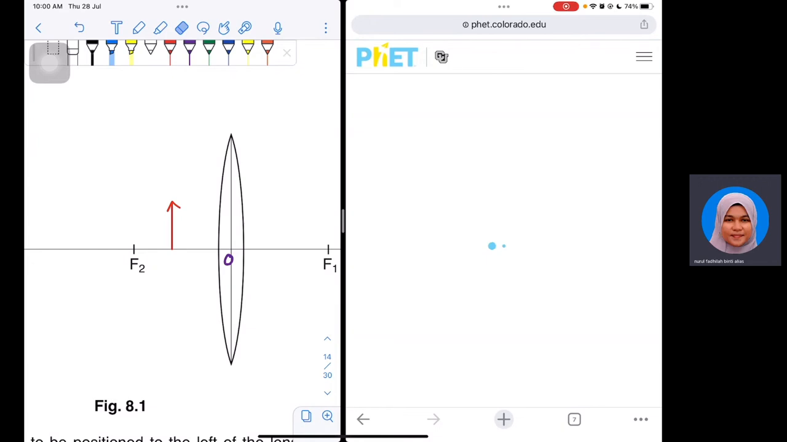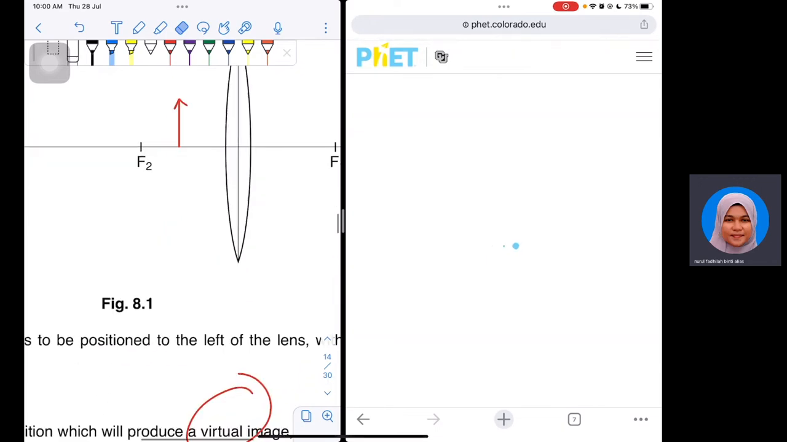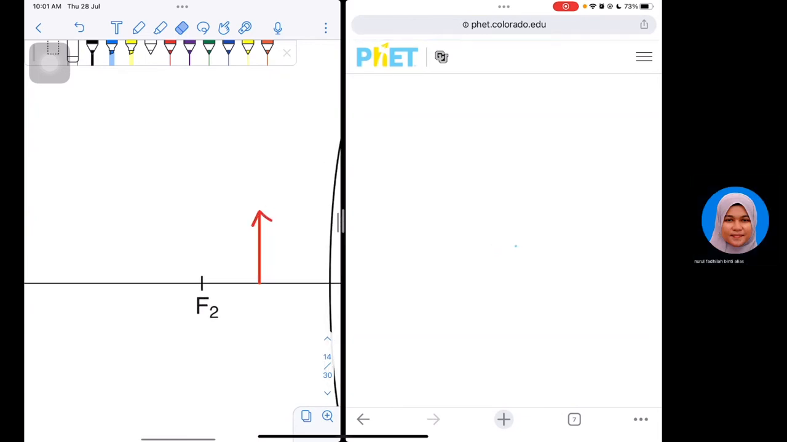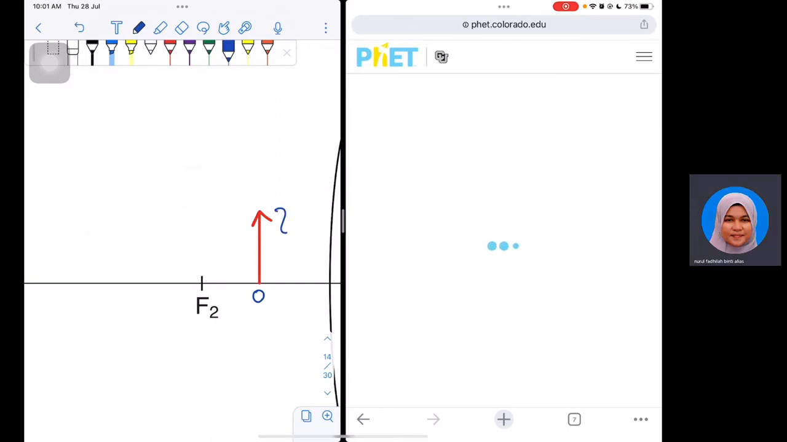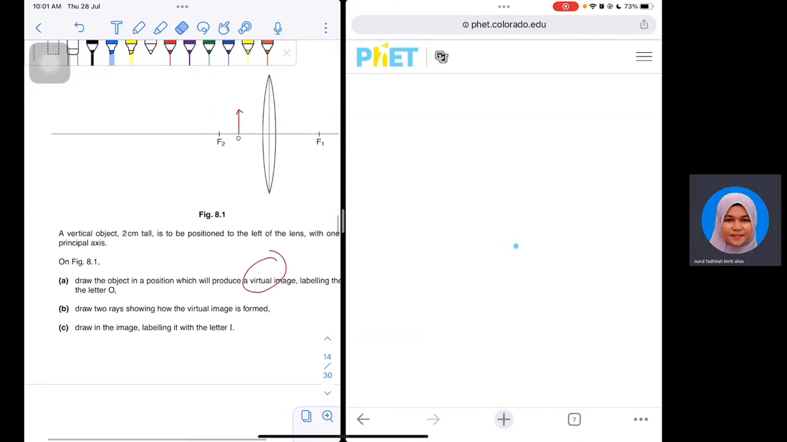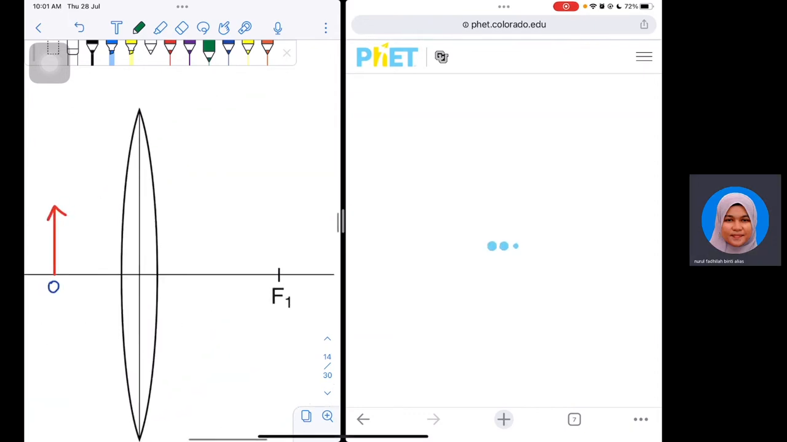You have to draw the object yourself. You don't need to use O here, it says label this object with O. So this is O. Then make sure you use a ruler to draw 2 cm; if it is not 2 cm, it is wrong. Draw two rays showing how the virtual image is formed. So what were the rules earlier?